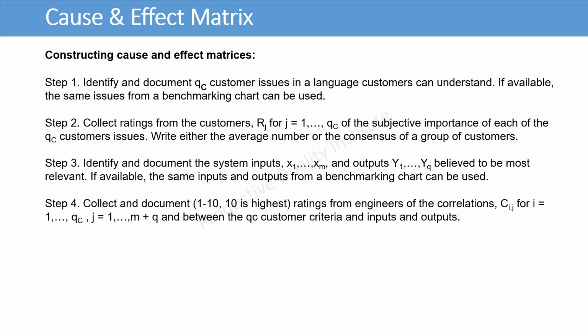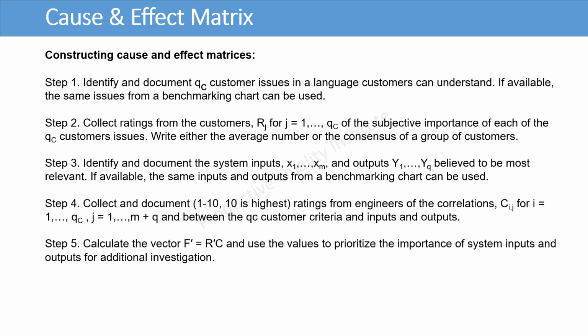Step 4. Collect and document ratings from 1 to 10, 10 being highest, from engineers of the correlations, C of I and J, for I from 1 until QC, and J from 1 until M plus Q, between the QC customer criteria and the inputs and outputs. Step 5. Calculate the vector transpose of F, which is equal to transpose of R times C, and use the values to prioritize the importance of system inputs and outputs for additional investigation.